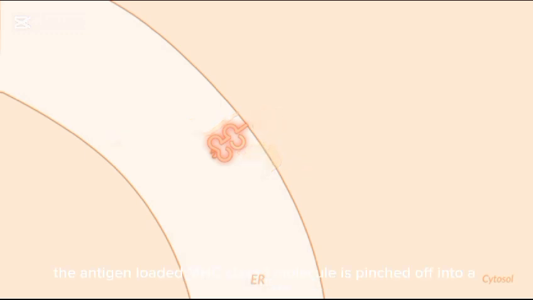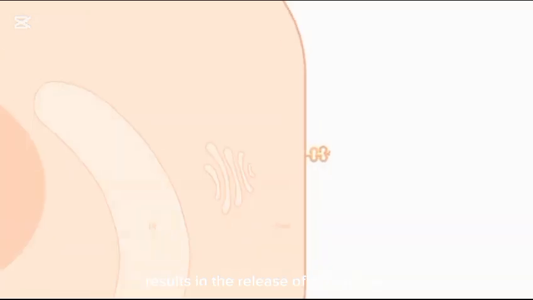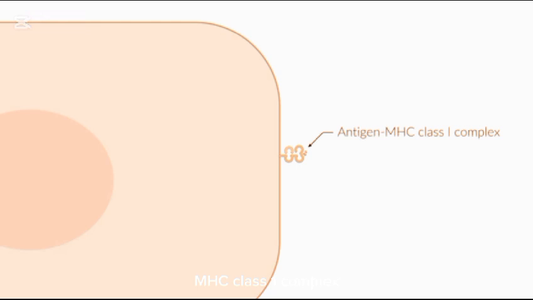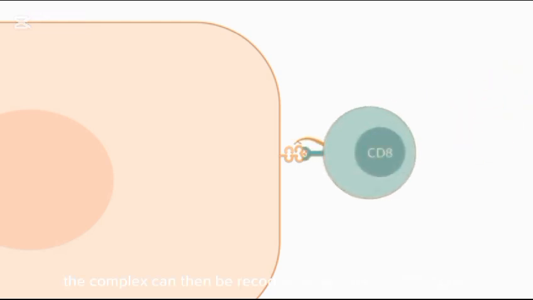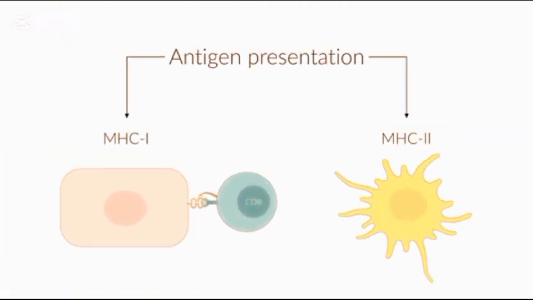dissociate. The antigen-loaded MHC class I molecule is pinched off into a vesicle and migrates through the Golgi apparatus to the cell surface. Fusion of the vesicle membrane with the plasma membrane results in the release of the antigen MHC class I complex. The complex can then be recognized by effector CD8 T cells.